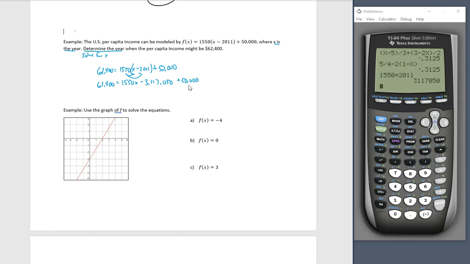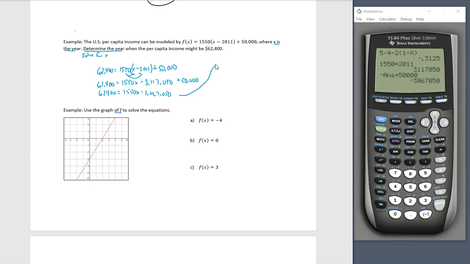So I want to combine my like terms over on this right hand side of the equation. So if my answer is negative, so that negative 3 million, let me do that correctly, negative 3,117,050, add to that 50,000, and that is negative 3,067,050. Let's go ahead and add that to both sides.